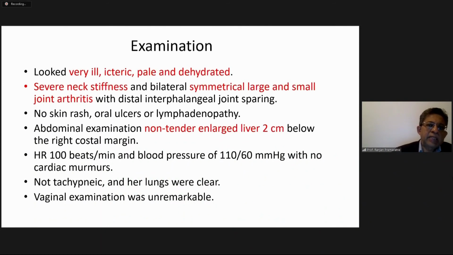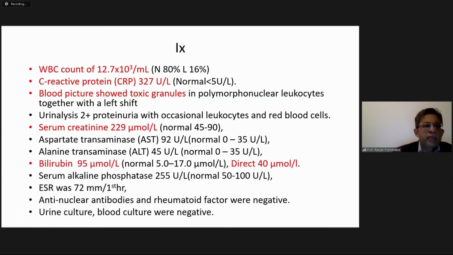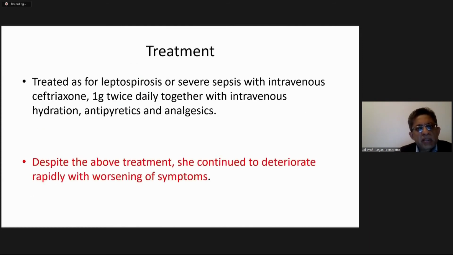Very ill, icteric, dehydrated, symmetrical large and small joint arthritis, non-tender liver. So we had thought of leptospiral palindromic rheumatism, severe bacterial sepsis or a meningitic process and so on. The counts were also very high, CRP high, creatinine high, even bilirubin was high, pointing to the possibility of leptospirosis. And we started treatment as for leptospirosis. However, she did not have any improvement but continued to deteriorate.